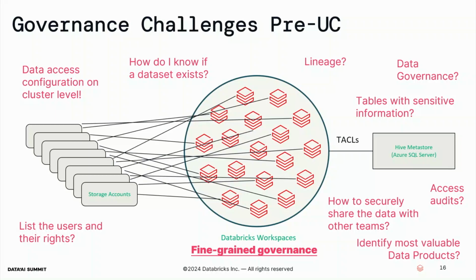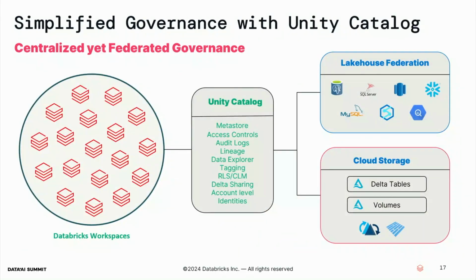So the second one was Unity Catalog itself, the discovery. We are building a marketplace, so we need something to show you what is offered in our marketplace.